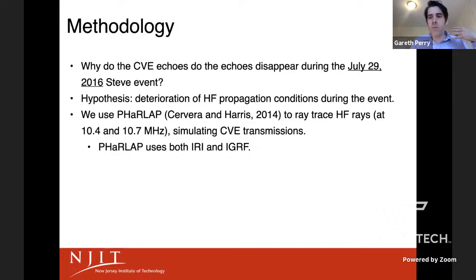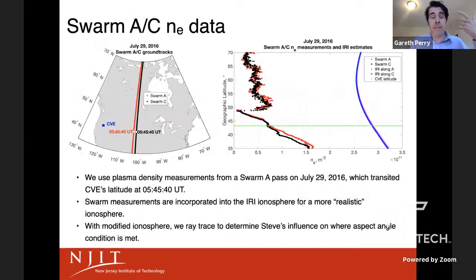To look at this, we took the FarLap ray tracing toolbox. It's in MATLAB, produced by Cedar out of Australia, and it's a very nice and very useful ray tracing tool. We did ray tracing simulations using FarLap of the Christmas Valley East radar, tweaking the IRI ionosphere to try to recreate this echo disappearance effect. FarLap uses both IRI and IGRF.